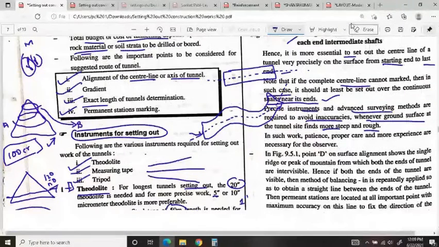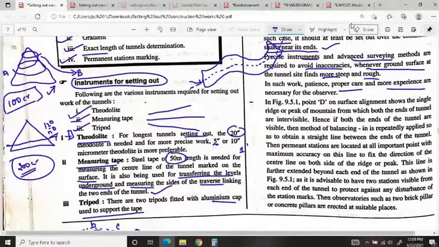In such work, patience, practice, and more experience are necessary. For construction of roads and bridges, if you have less precise persons, it is not a probable problem. But in a tunnel, it is a very challenging task. So we should have a good, experienced person, and proper care should be taken. If not, it will lead to the collapse or failure of the work.